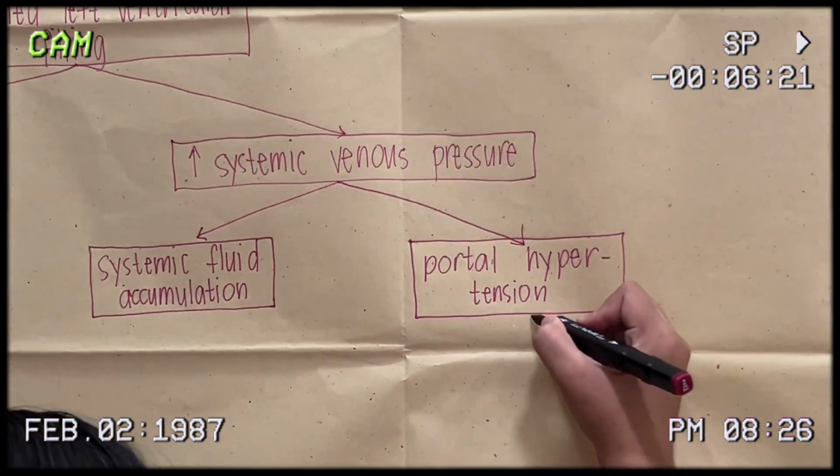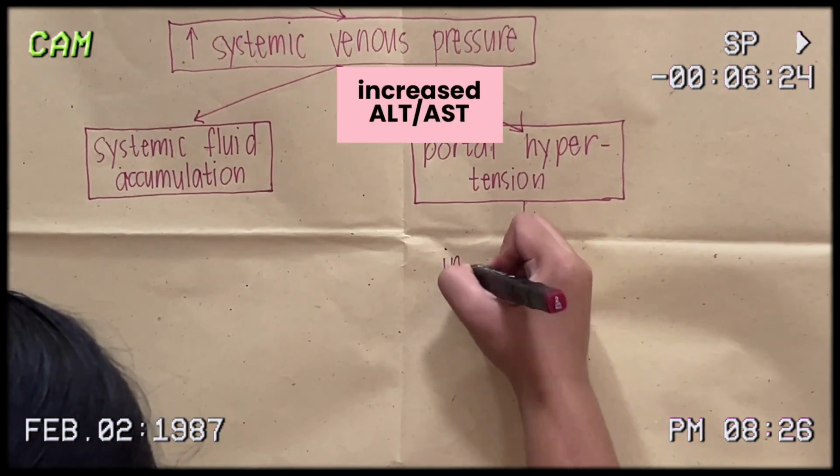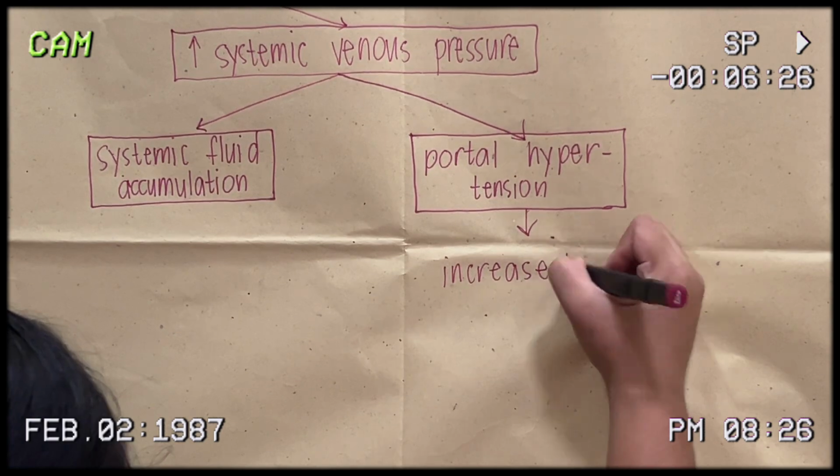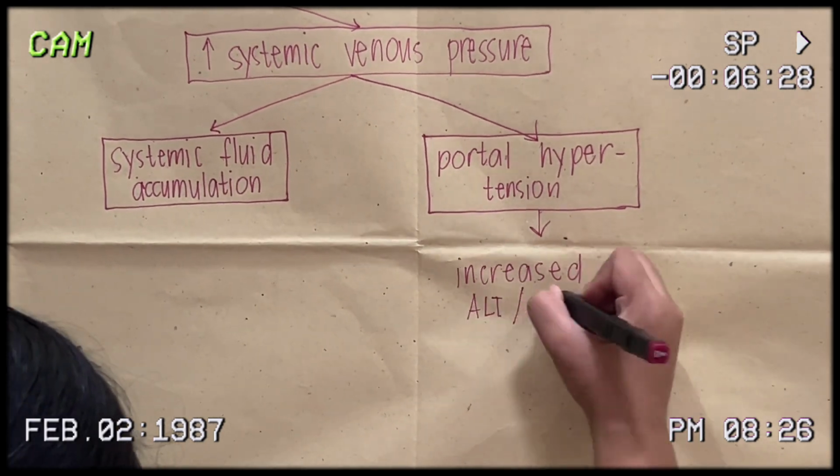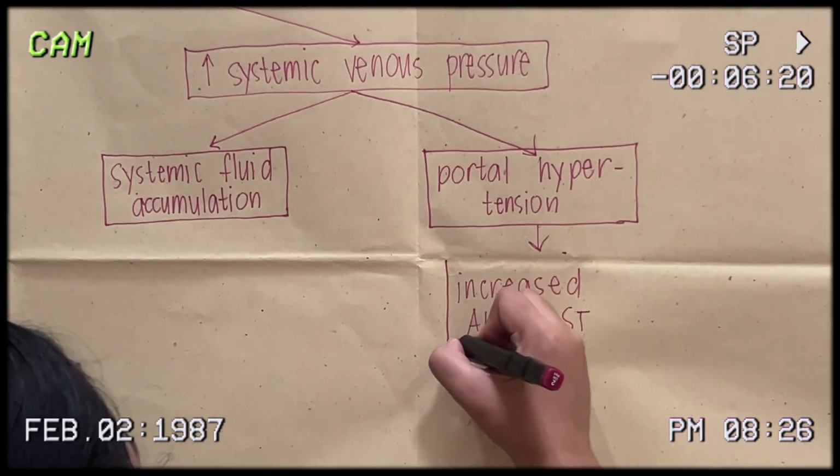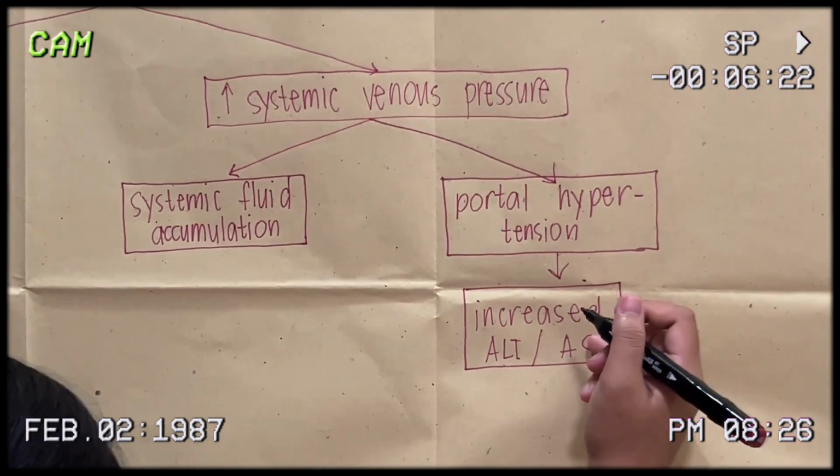In portal hypertension, there is increased alanine aminotransferase and aspartate aminotransferase because portal hypertension increases liver pressure and can lead to liver damage, causing the release of ALT and AST into the bloodstream, reflecting hepatocellular injury or inflammation.